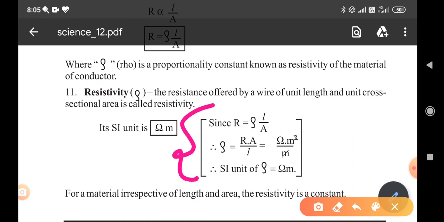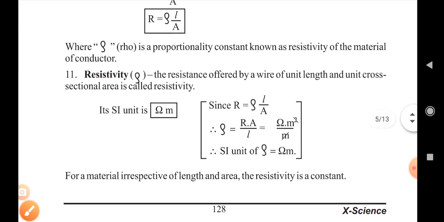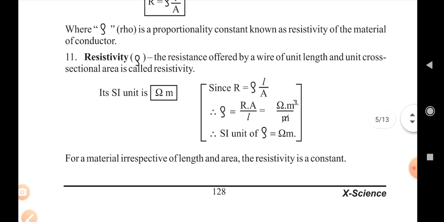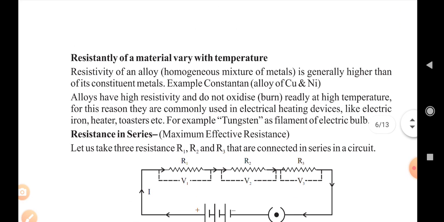Since R equals rho into L by A, therefore rho equals R into A by L. On putting the units of resistance, area and length, we get the SI unit of resistivity as ohm meter. For a material, irrespective of length and area, the resistivity is constant. Resistivity of a material varies with temperature.